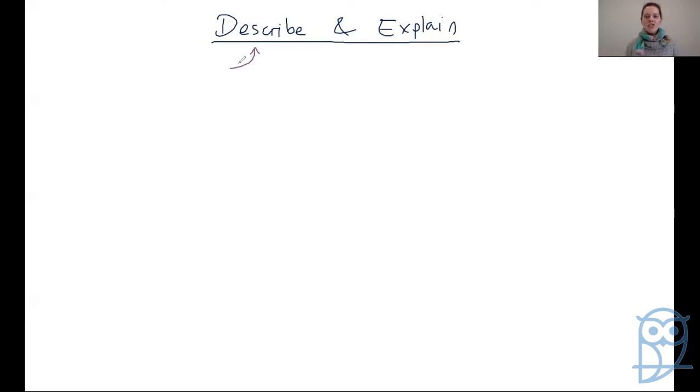An instruction that says describe in any kind of question in IGCSE Bio is very simply asking you to give the main points. Whether you are describing a process or describing data collected in a table or describing a graph, you are stating the main points. If you are asked to explain, it's different. Okay? Explanations are giving reasons why.